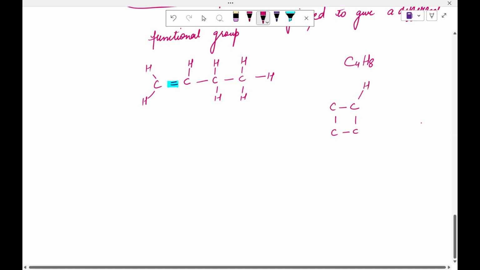And that could be written as cyclobutane. This would become cyclobutane.